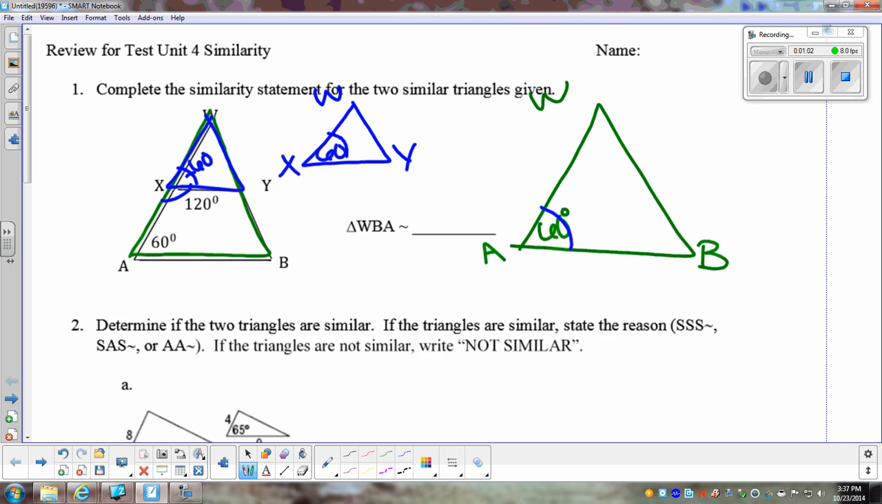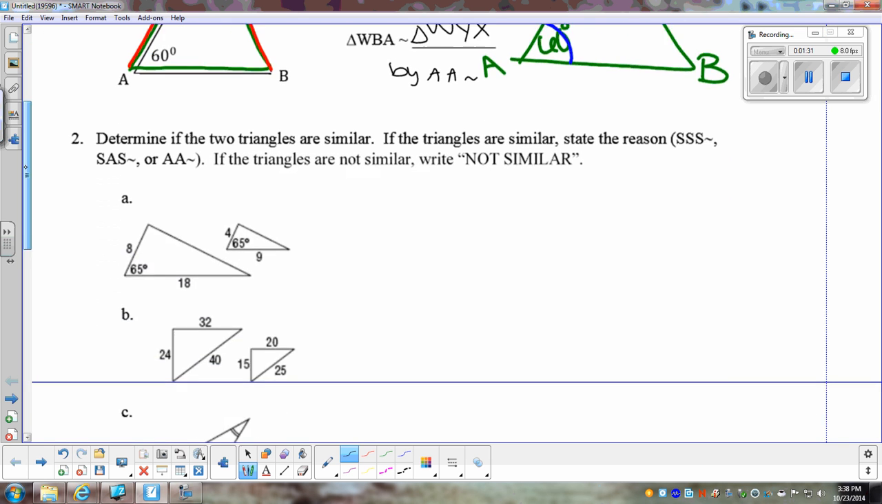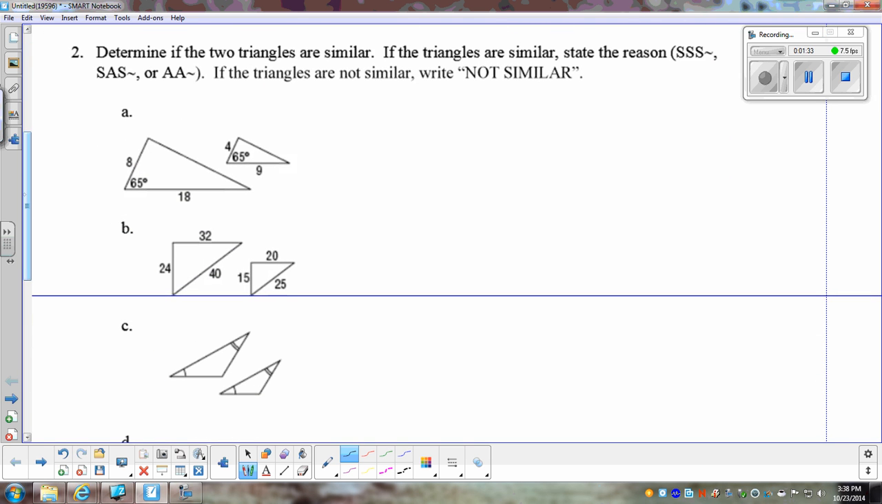And then if I look at my triangles, when I drew them out, I drew angle W because XWY is the same angle as AWB. So here's my other congruent angle. So triangle WBA is similar to triangle WYX by angle. So there's number 1.